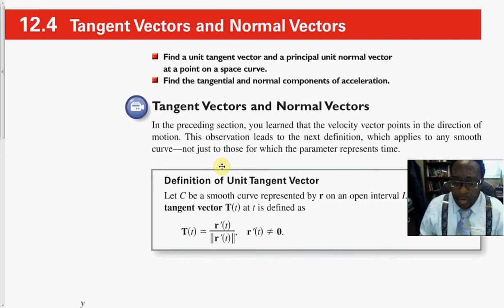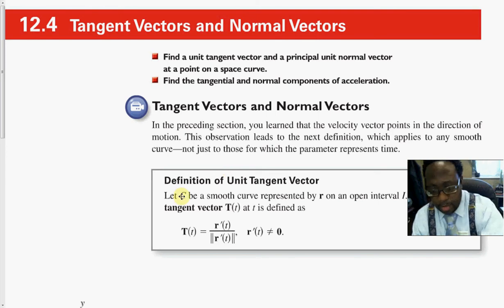Tangent vectors and normal vectors. First, we consider tangent vectors. A tangent vector is said to be a vector that exists on a smooth curve. Let capital C represent the smooth curve.